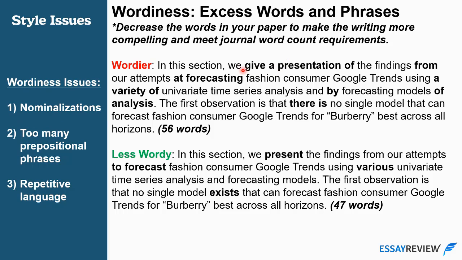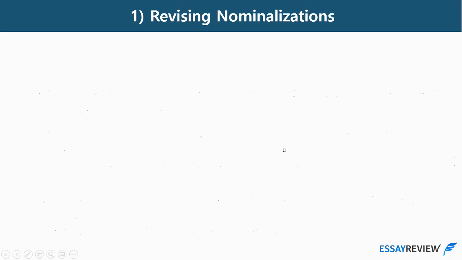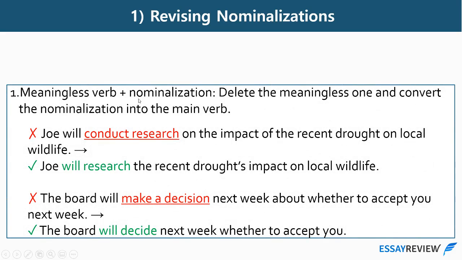So we can fix that by fixing nominalizations. This is a nominalization. We have "give a presentation of," so a pointless verb plus a verb that's been changed into a noun. So instead, we just use the original verb, present. And guess what language that comes from? It's Latin. Too many prepositional phrases can make your writing harder to read, and then repetitive language as well. So let's start with nominalizations.